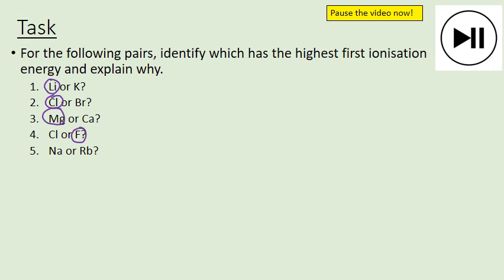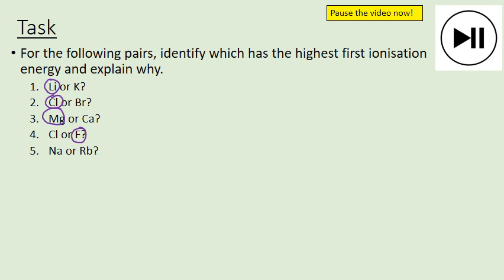Fluorine is the answer. And the explanation gets quite repetitive, doesn't it? Because it's the exact same explanation. Fluorine has a smaller radius, it's got less shielding, therefore the outer electron is more strongly attracted to the nucleus and more energy is needed to remove it.